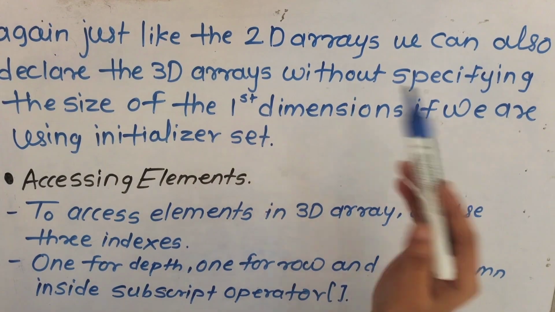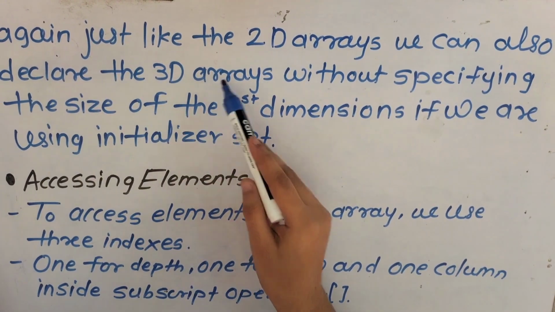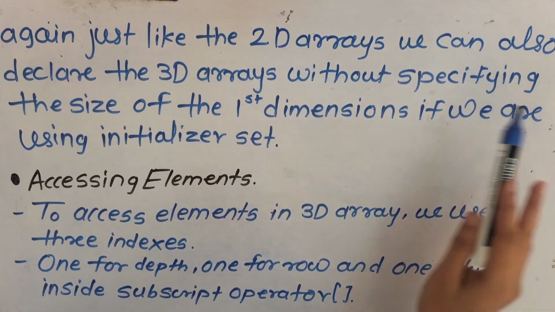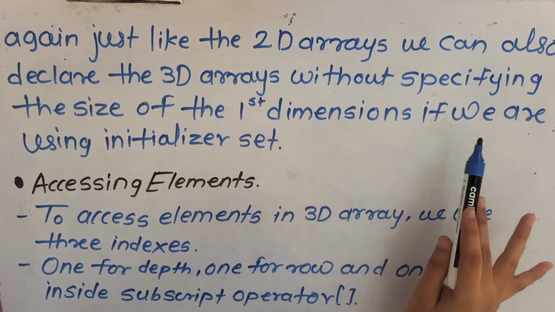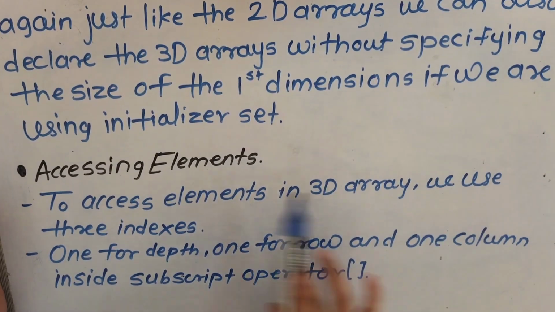Again, just like the 2D array, we can also declare the 3D array without specifying the size of the first dimension if we are using an initializer set.